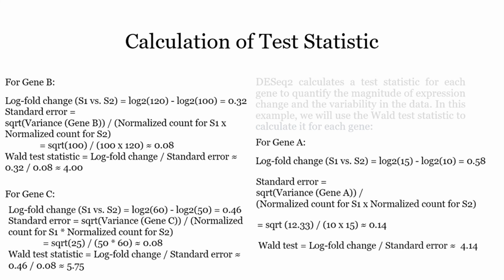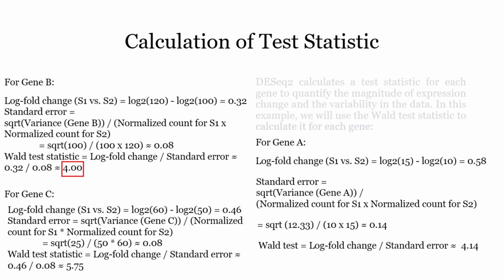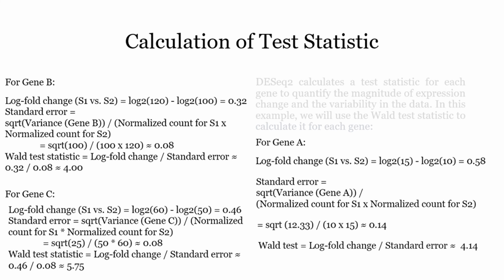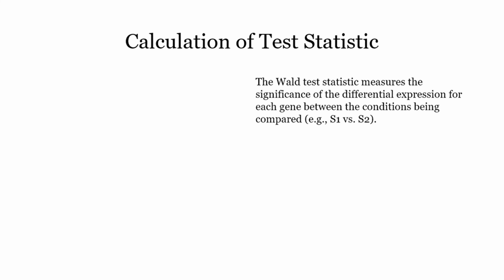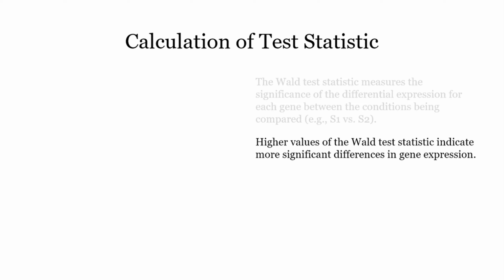For gene B, we do the same calculations for the log2 fold change, and we get the Wald test statistic, which is 4. We do the same for gene C, and the Wald test statistic equals 5.75. The Wald test statistic measures the significance of the differential expression for each gene between the conditions being compared, for example, S1 versus S2. Higher values of the Wald test statistic indicate more significant differences in gene expression.